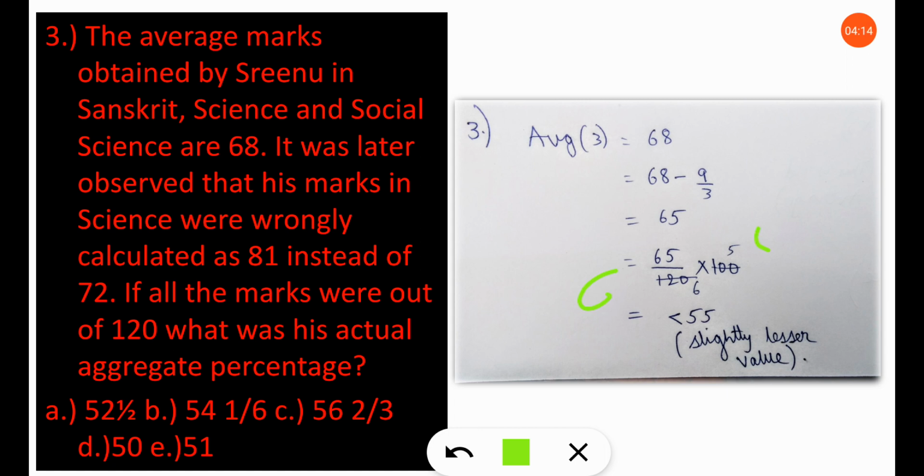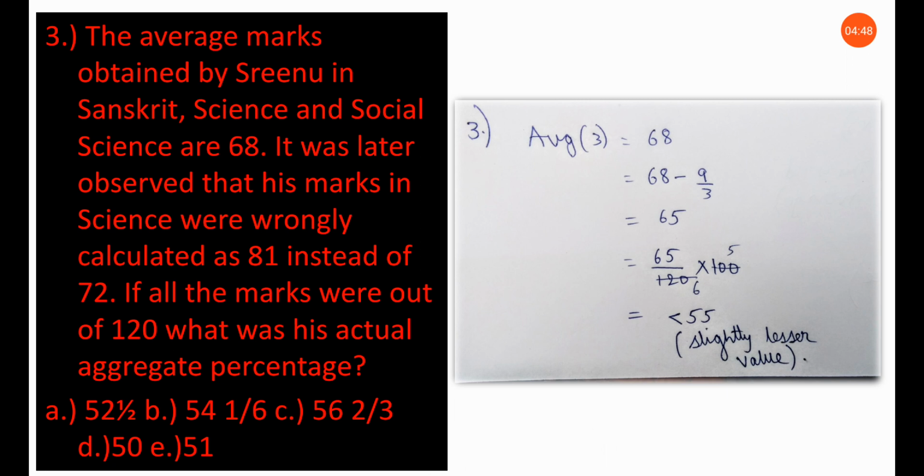25 into 4 is 100. Consider this 65 as 66 and 6 elevens are 66. 11 fives are 55. In the numerator we have added one value, so in the answer we have to deduct a certain amount. So the nearest value to 55 and slightly lesser than 55, only one option is there, 54 1 by 6. This is a mixed fraction, 54 1 by 6, 56 2 by 3. All these are mixed fractions. The slightly lesser value to 55 is only one option, that is 54 1 by 6.